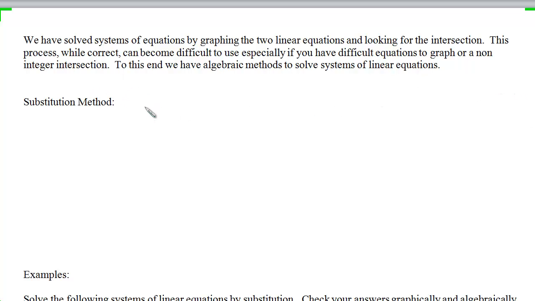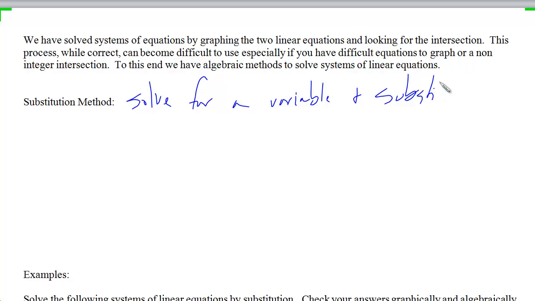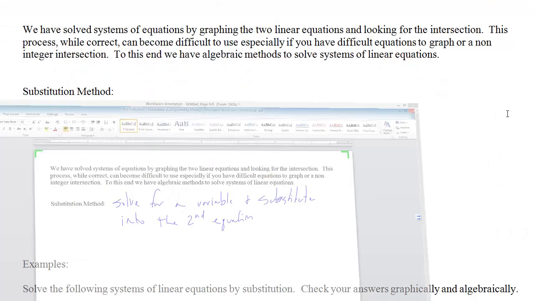So in the substitution method, we basically just solve for really any variable and substitute it into the second equation. So in essence, what you're doing is you're solving for a single variable, and then you're replacing in the second equation that variable and ultimately reducing it down also to just a single variable equation.